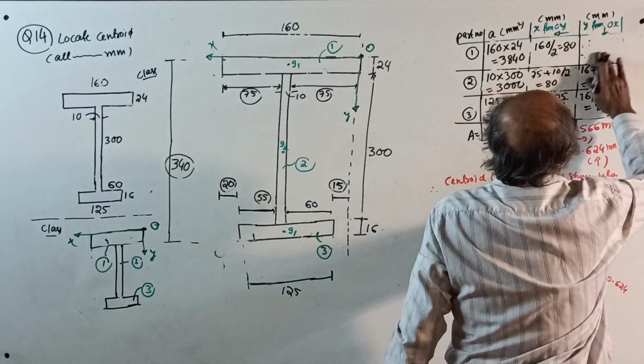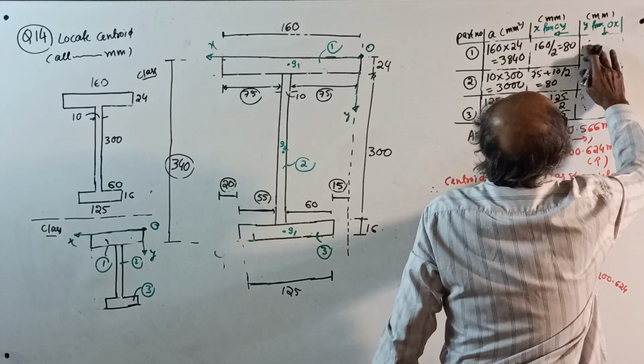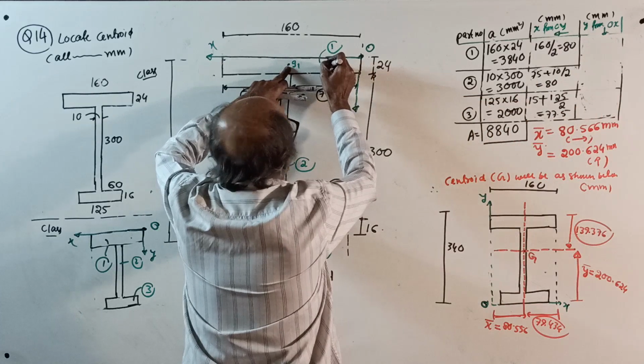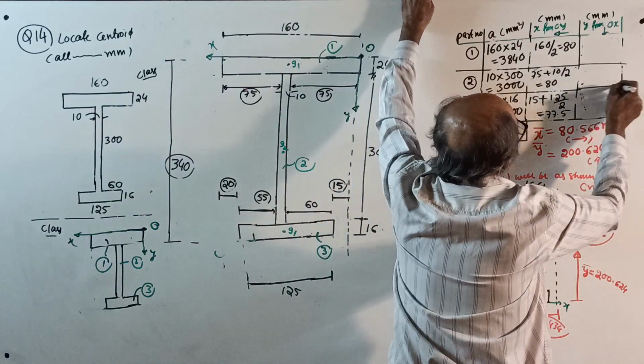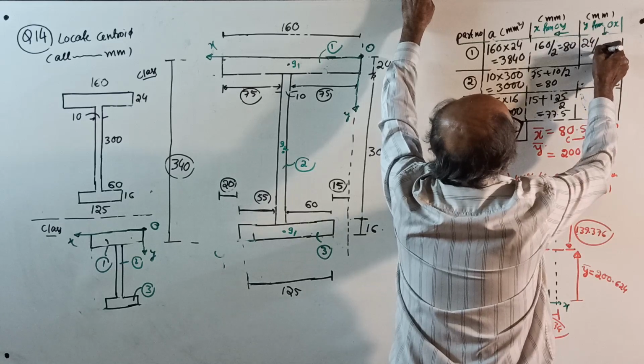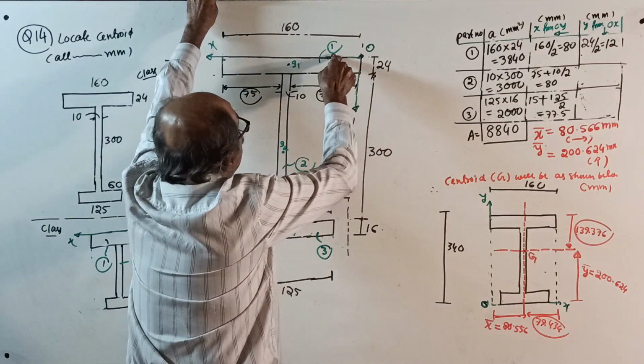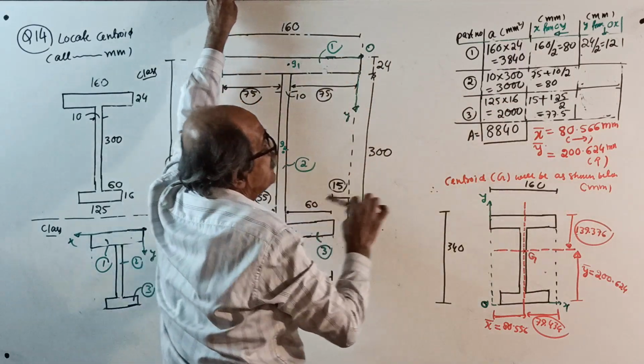Same way, y distance will change completely. See, start from top. For figure 1, directly half of 24, 24 by 2 equal to 12. Figure 2, 24 plus half of 300.